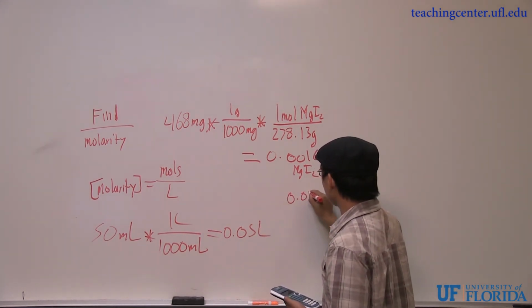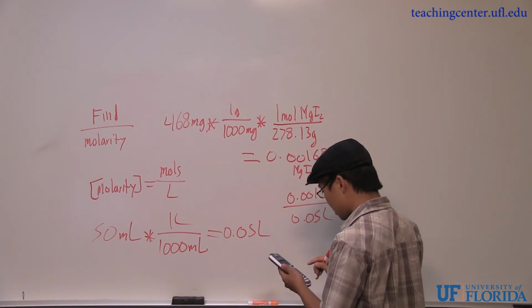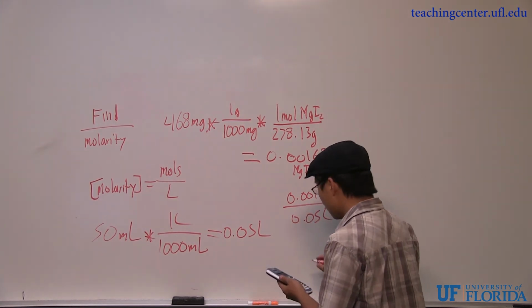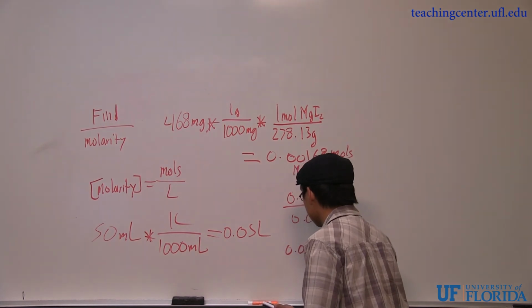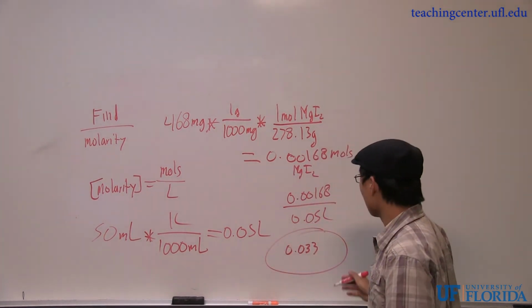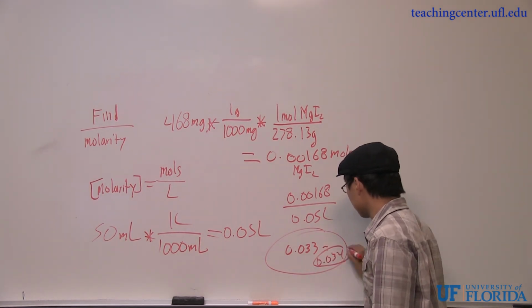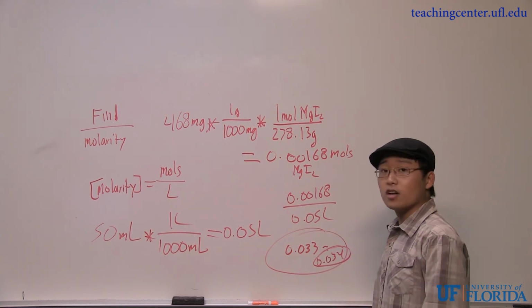And finally, guys, we are going to divide our moles by our volume. So it's 0.00168 divided by 0.05 liters. And you'll get a concentration of 0.033, and you have your answer. And this will approximately equal 0.034, which is on your sheet. And that should be your answer.